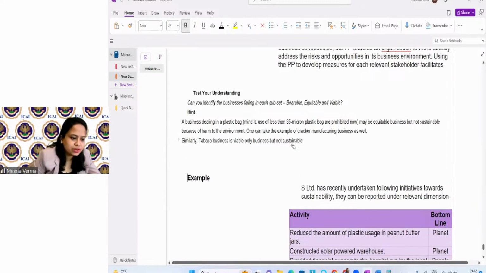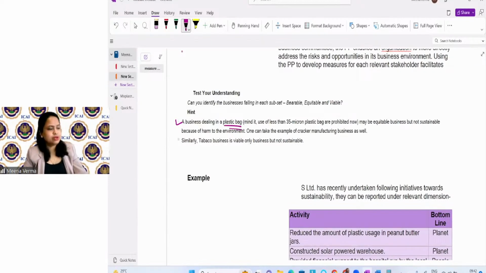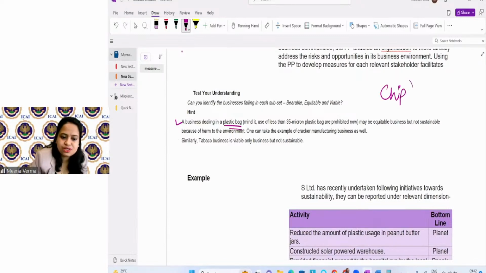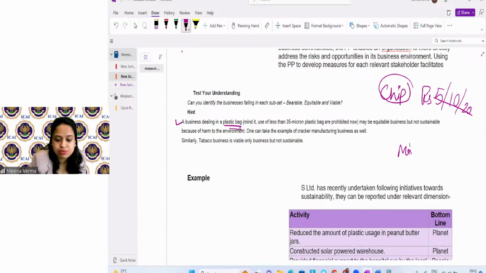So what is happening here? A business dealing with plastic bags. Okay, you can see people use plastic bags so much, especially chips packets in India. You can see the chips industry, 5 rupee chips, you know how much environment damage it does. A 5 rupee, 10 rupee, 20 rupee chips packet does how much environment damage, right? So a business dealing with plastic bags and also plastic water bottles, mineral water bottles, right? They also do a lot of wastage and environment damage, I think.